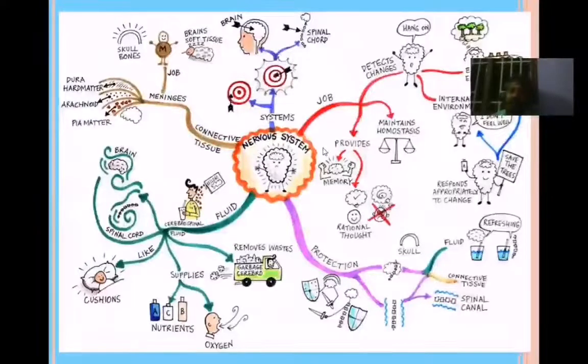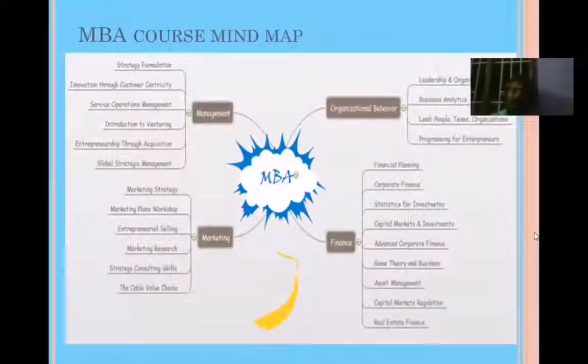There's another one called a mind map on nervous system. It talks about various controlling factors, components, and functions of nervous system. And this is a mind map about a particular program. So we have MBA program. The MBA program has got 4 courses in the particular semester. Maybe 4th semester, MBA has got 4 major branches, 4 courses.